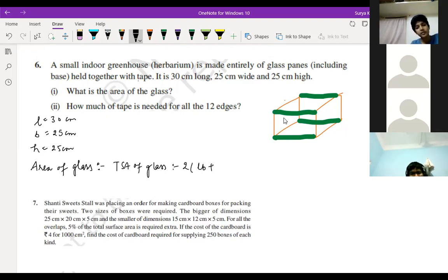So in the second one, for length there are 4 sides. Wait for 1 minute, Sai Charan. First we finish this, then we'll move to the second one. Now tell me the second answer: how much tape is required? It means there are 4 lengths, 4 widths and 4 heights. Yeah, 4 into 25 and 25.